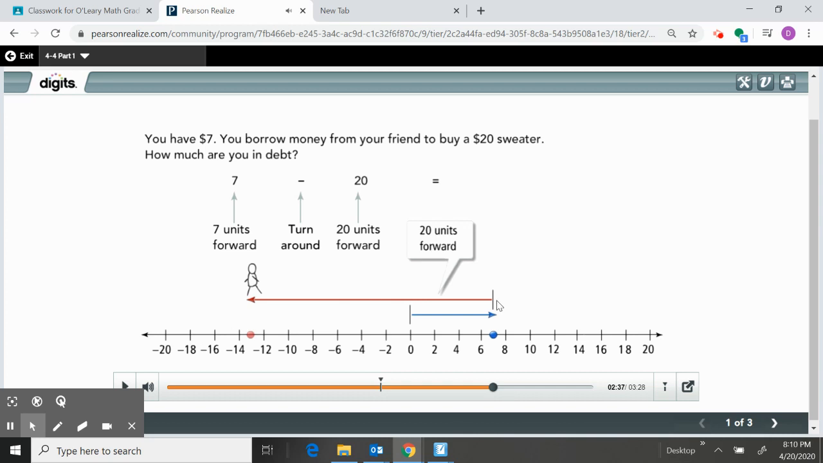And again, since it's a negative number, I would say you're moving backward, but they're saying you turned around and moved forward. Same thing as I'm saying moving backward, just so you're clear on that.